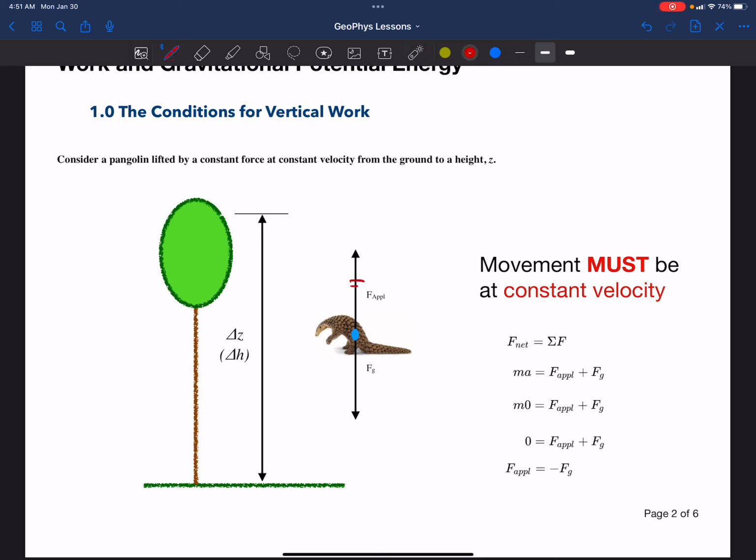So we can label them this way. So we know what the force is that's being applied. That's what's critical. We want to know what the force is because we know that work is the average force times the displacement. So we need to know this force, and to know this force, the movement must be at constant velocity. So the condition is that the velocity of motion must be constant.